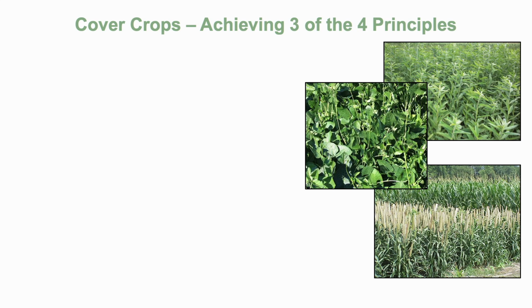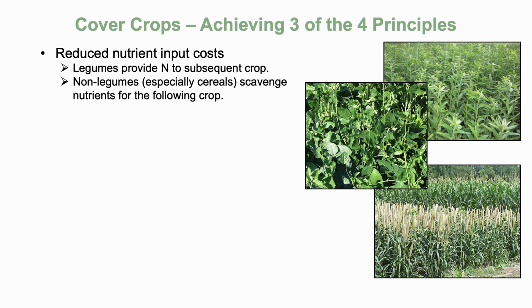So let's talk about cover crops. We can achieve 3 of the 4 principles, remember? We can maximize cover, maximize diversity, and maximize living roots. So three of the 4 principles we can achieve simply by growing a cover crop. So we can reduce nutrient and input costs. You know this, that legumes fix nitrogen, and that nitrogen can be available to subsequent crops, or even the currently growing crop.